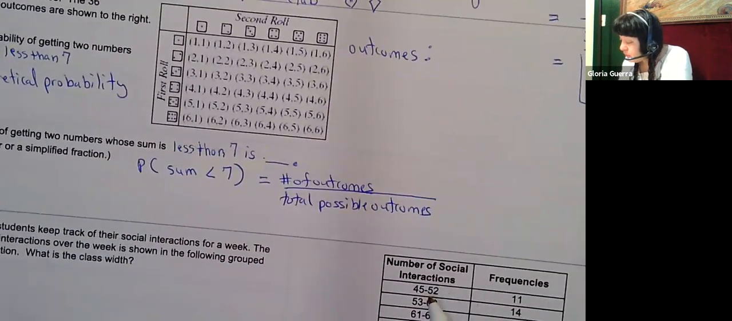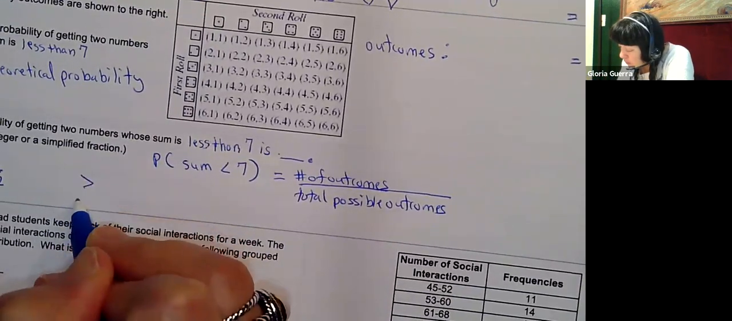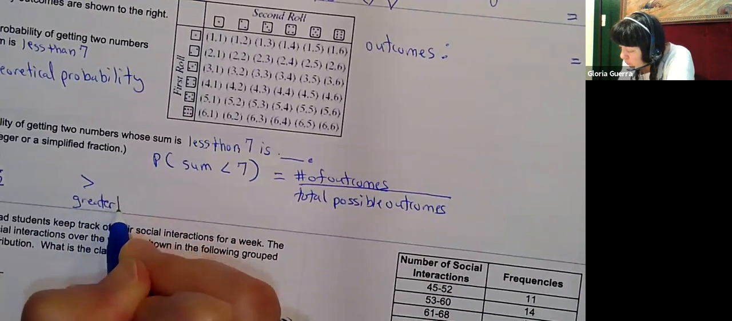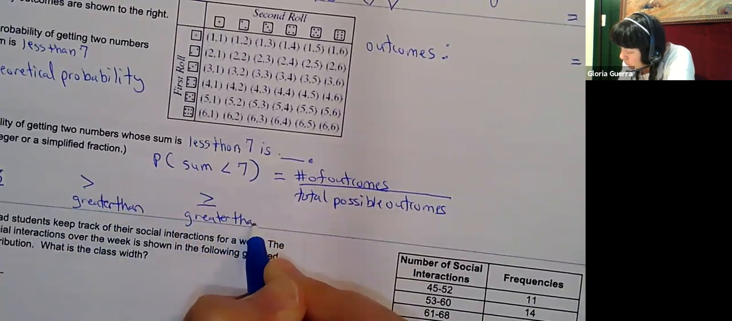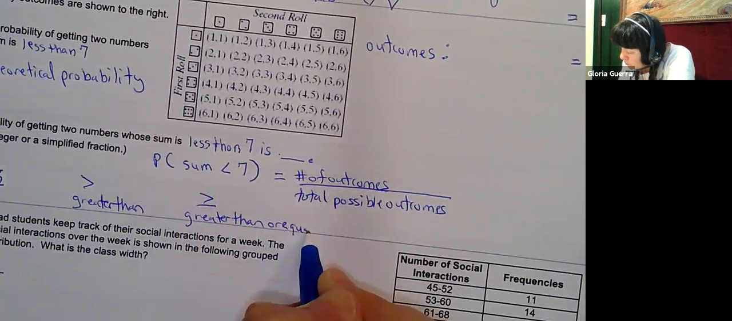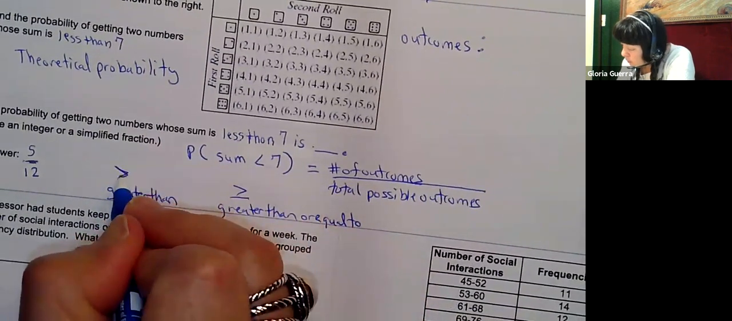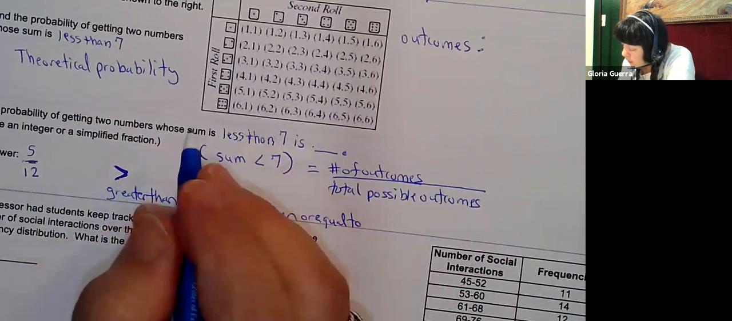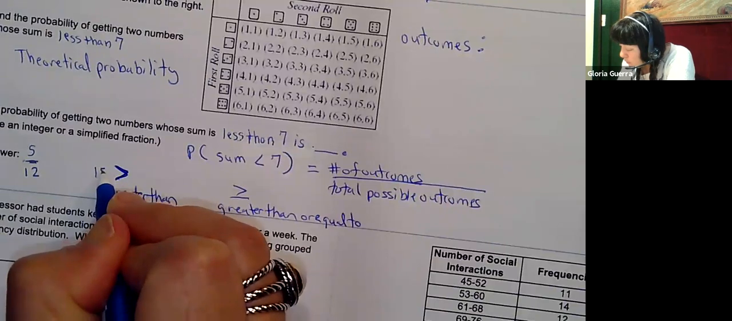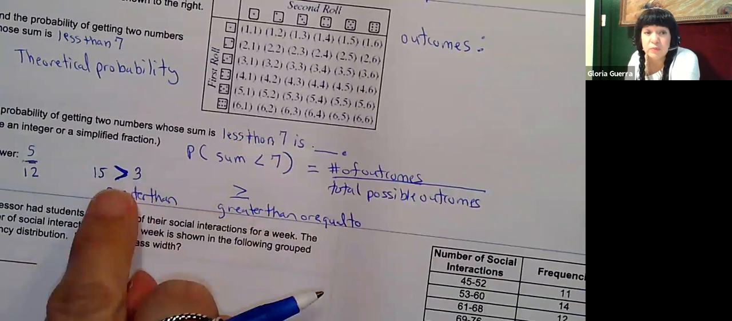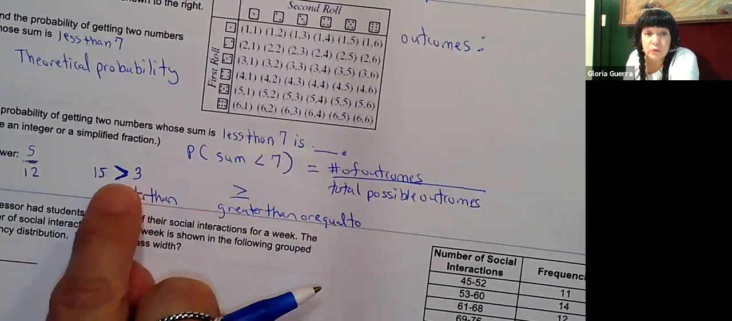Okay, and so it said less than 7. Remember they haven't said anything about greater than, but this symbol means greater than, and this symbol means greater than or equal to. So an example, I'm just making this up, 15 is greater than 3. You always read these from left to right. So 15 is greater than 3, right? So this is the greater than symbol.